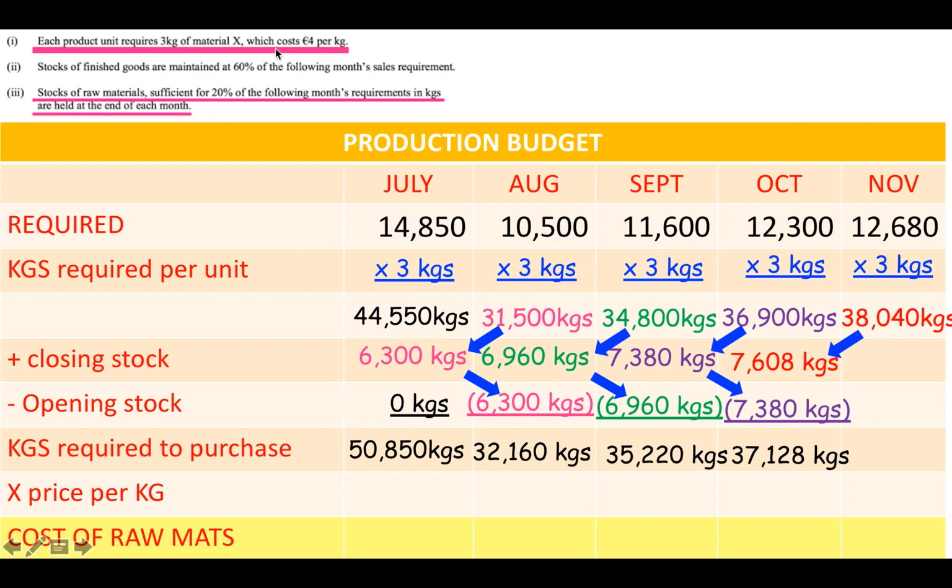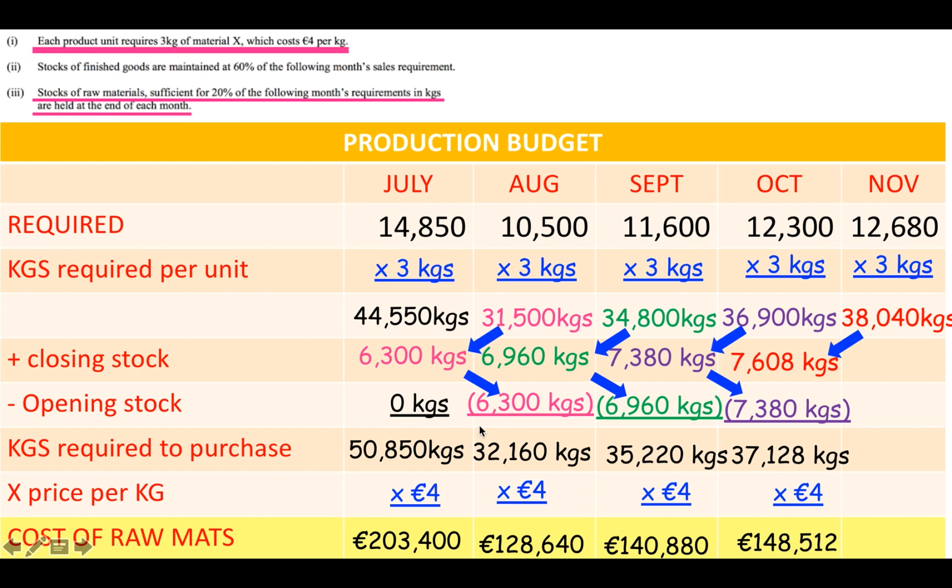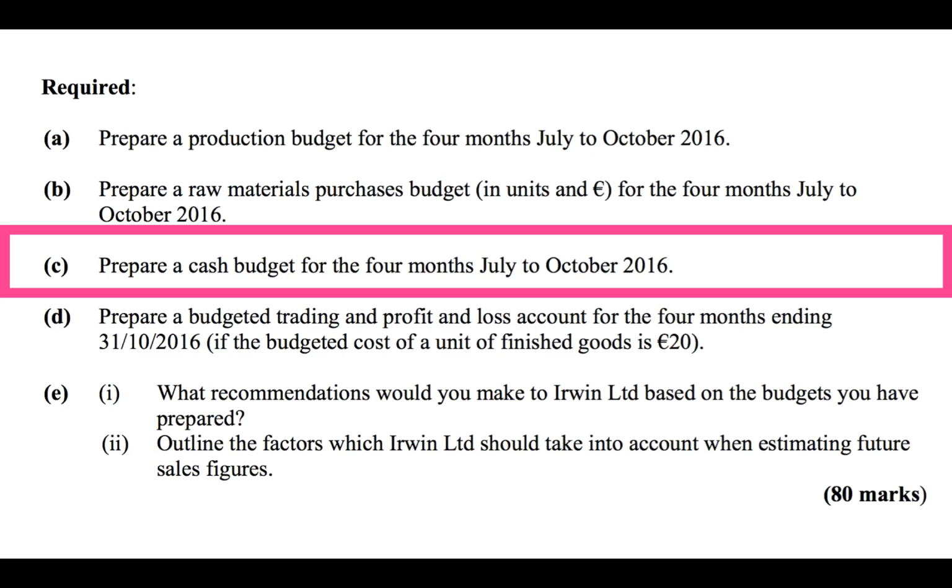Then we need to multiply them by the cost per kg, so multiply by 4 across the board there, and then the cost of raw materials are €203,400 in July, €128,640 in August, €140,880 in September, and €148,512 in October. So that is part B done, the raw materials purchases budget.